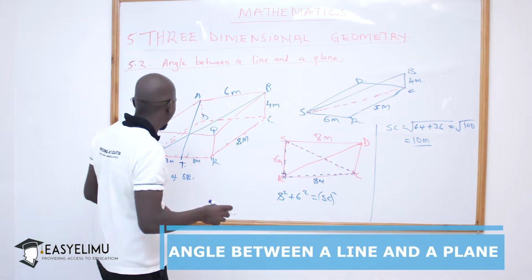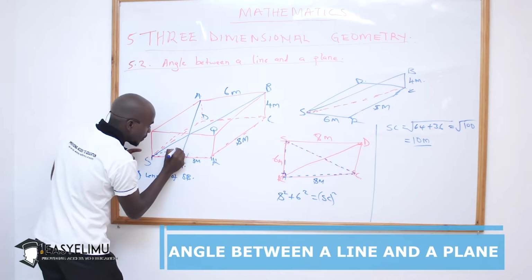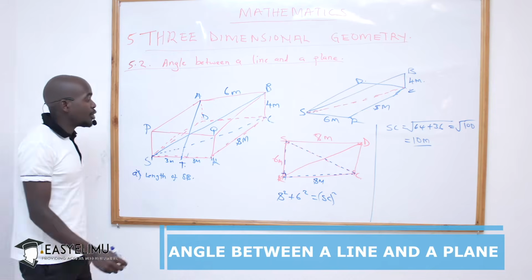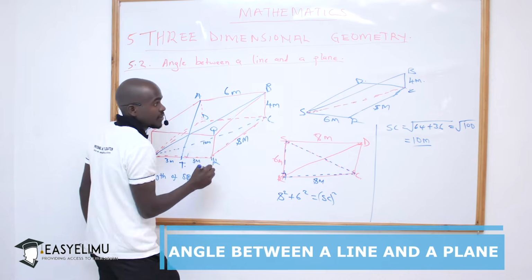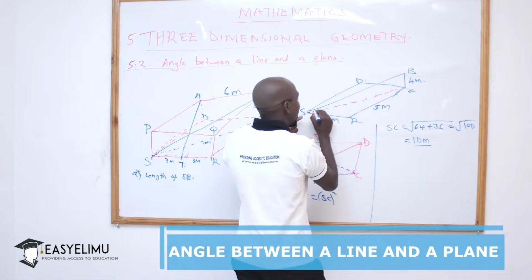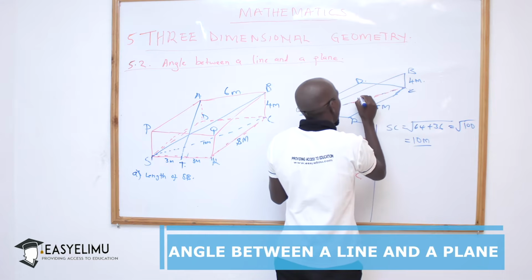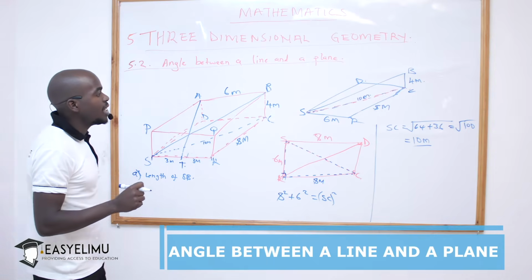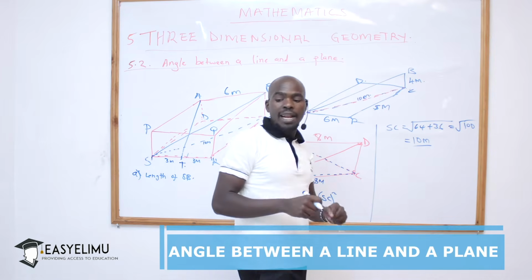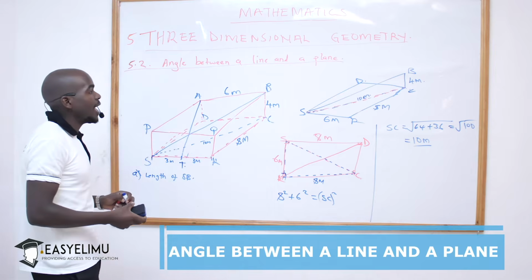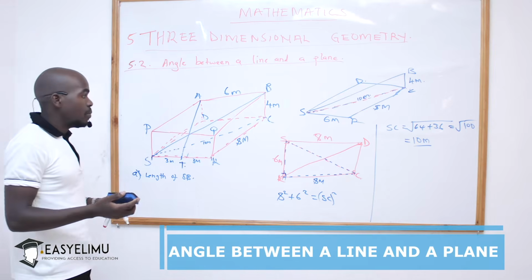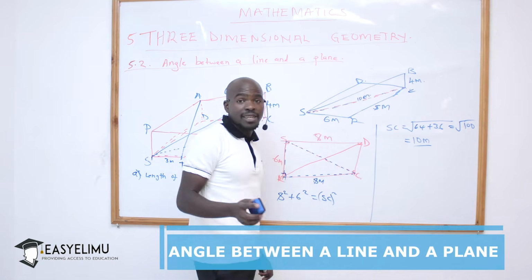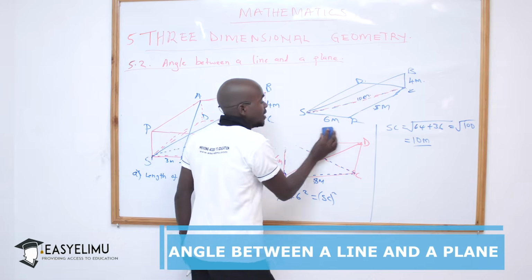So we have found that from this point to the lower point here, SC, we are finding that point to be 10 meters. So we can say that the lower part here, which is SC, we have 10 meters. So here, we see the line SB. And SB is a line which makes a certain angle with the plane SRCD. But we are not interested in the angle first.